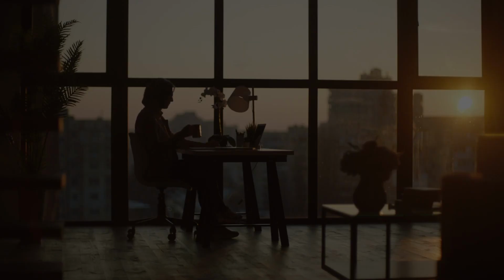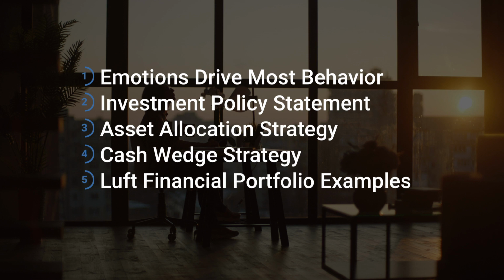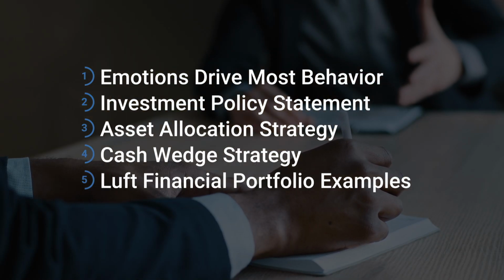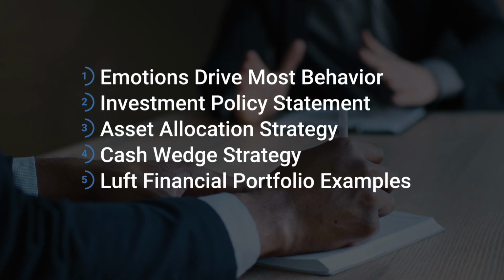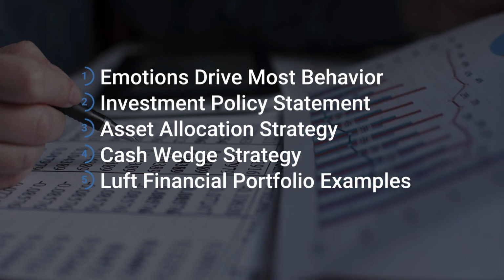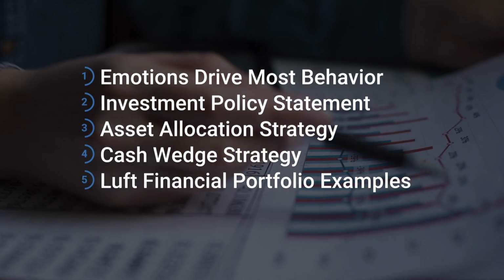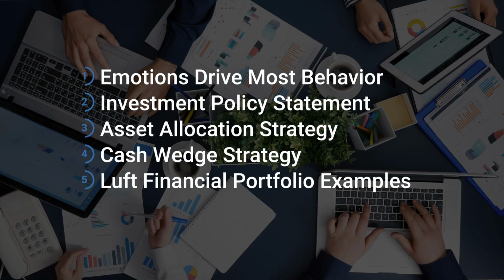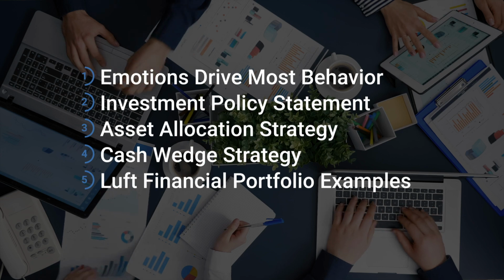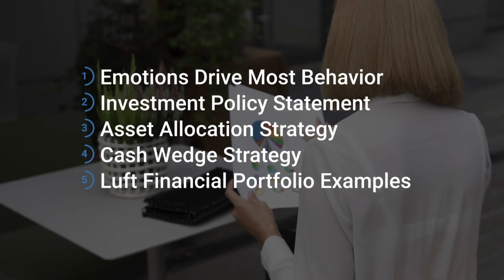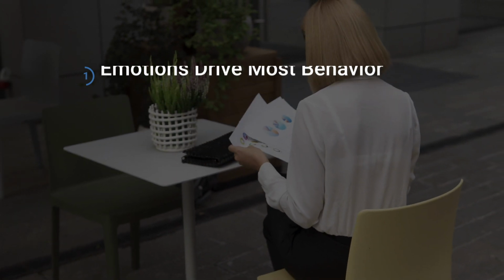So the key areas that we're going to focus on today to give you a plan of action for managing volatility would be looking at and discussing how emotions will drive most of your behavior, the rules that we set up to manage that behavior through your investment policy statement, the importance of adhering to and developing your asset allocation strategy, something we call the cash wedge strategy for managing variability. And finally, we'll go through some examples of the various portfolios we use at Luft Financial once you've set up that asset allocation and investment policy statement.